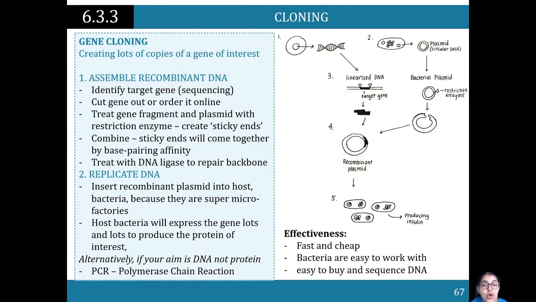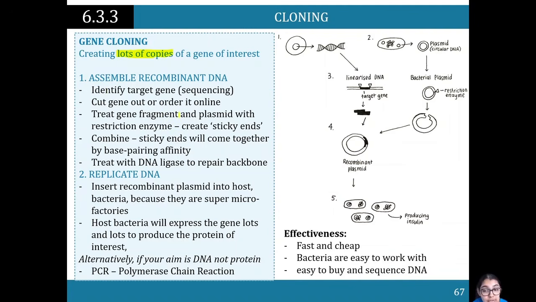Gene cloning. So, gene cloning, how do we do it? We essentially are creating lots of copies of a gene of interest. Lots of copies of a specific gene, okay? So, essentially, we assemble recombinant DNA. We identify what the target gene is. We cut the gene out or order it online. So, we cut the gene out.